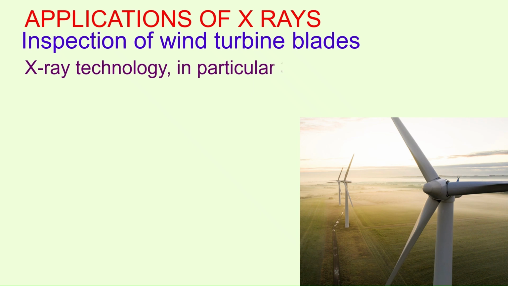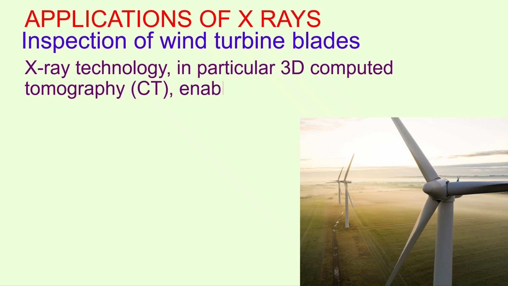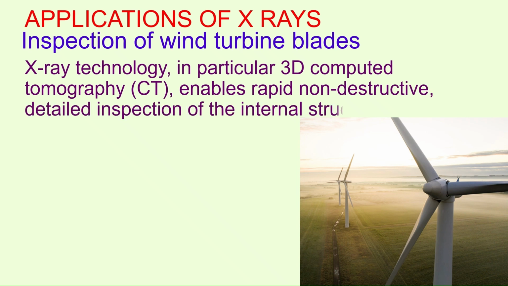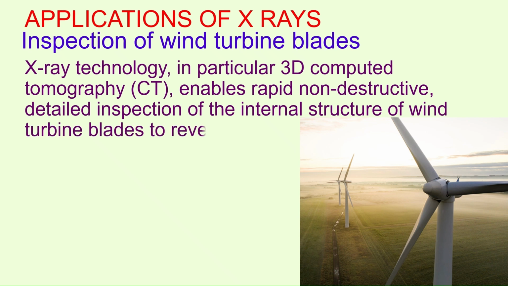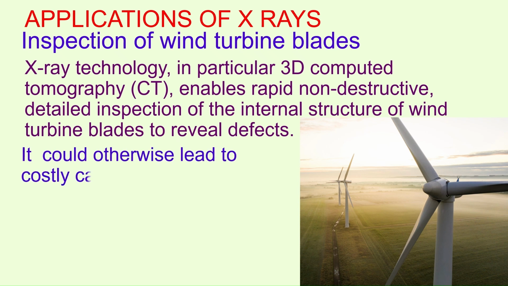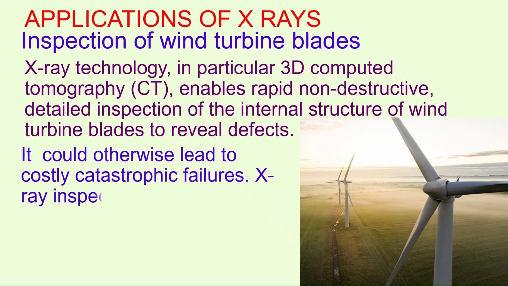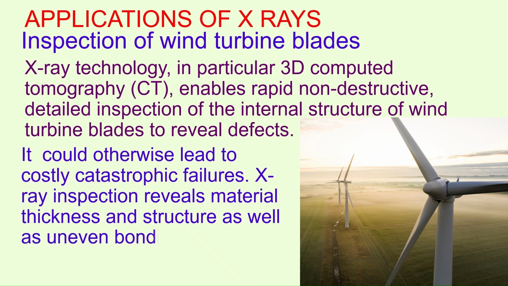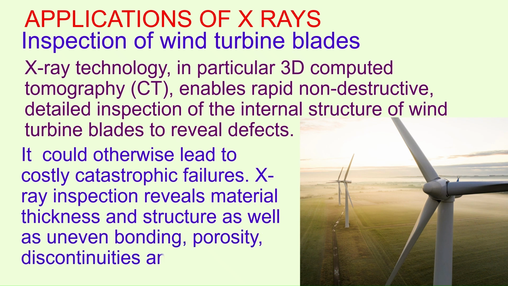Inspection of wind turbine blades. X-ray technology, in particular 3D computed tomography, CT, enables rapid, non-destructive, detailed inspection of the internal structure of wind turbine blades to reveal defects. It could otherwise lead to costly catastrophic failures. X-ray inspection reveals material thickness and structure, as well as uneven bonding, porosity, discontinuities, and undulation.